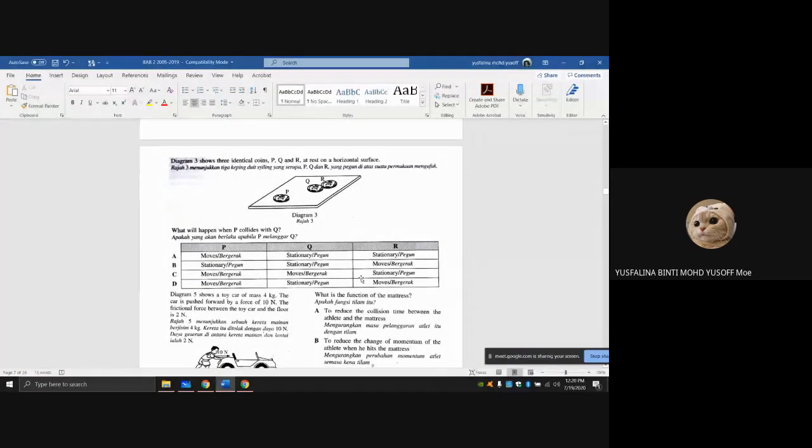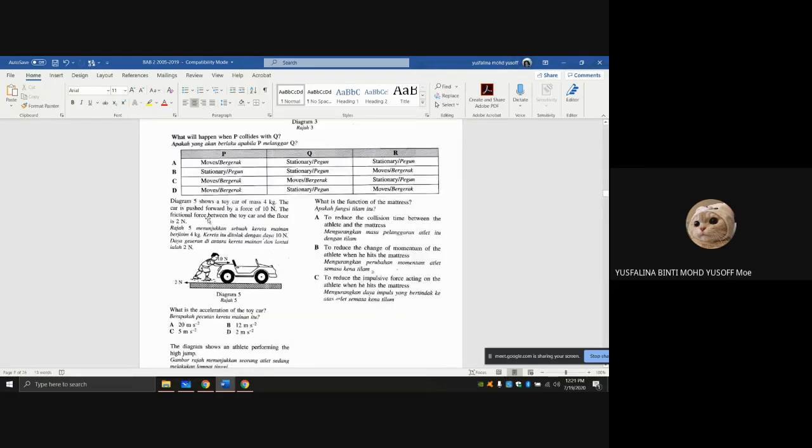Diagram 3 shows three identical coins P, Q, R at rest on a horizontal surface. So what will happen when P collides with Q? After P collides with Q, P will be stationary, Q also stationary, but only R will move. So the answer is B.